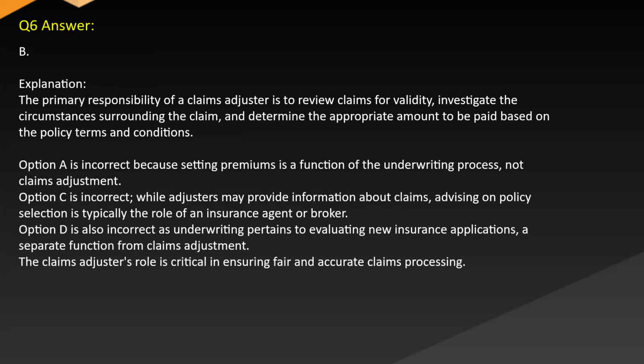Answer. B. Explanation. The primary responsibility of a claims adjuster is to review claims for validity, investigate the circumstances surrounding the claim, and determine the appropriate amount to be paid based on the policy terms and conditions. Option A is incorrect, because setting premiums is a function of the underwriting process, not claims adjustment. Option C is incorrect. While adjusters may provide information about claims, advising on policy selection is typically the role of an insurance agent or broker. Option D is also incorrect, as underwriting pertains to evaluating new insurance applications, a separate function from claims adjustment. The claims adjuster's role is critical in ensuring fair and accurate claims processing.